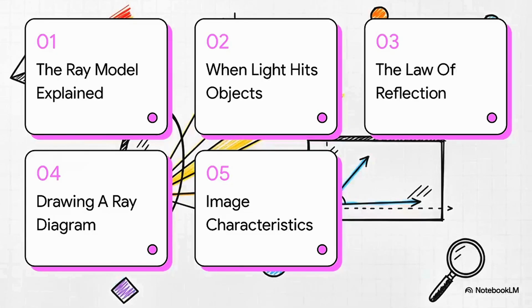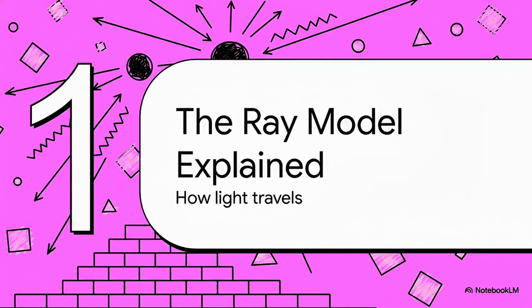Here is our roadmap for today. We'll start with the ray model explained, move right into when light hits objects, dive into the law of reflection, learn about drawing a ray diagram, and then wrap the whole thing up with plane mirror image characteristics. Kicking things off with Section 1, the ray model explained.